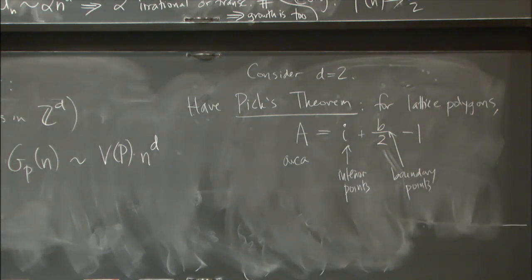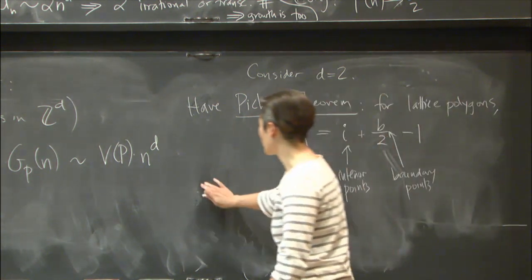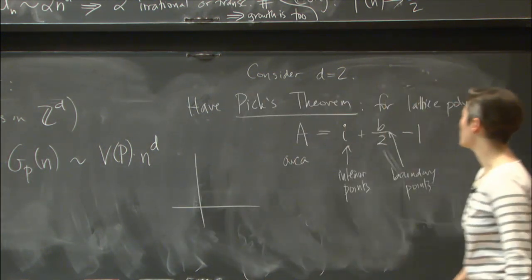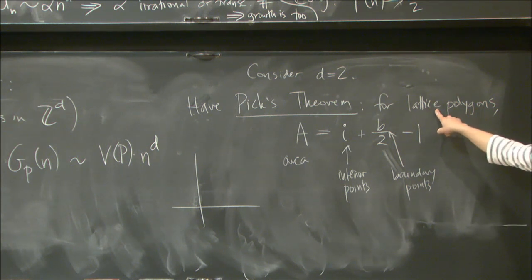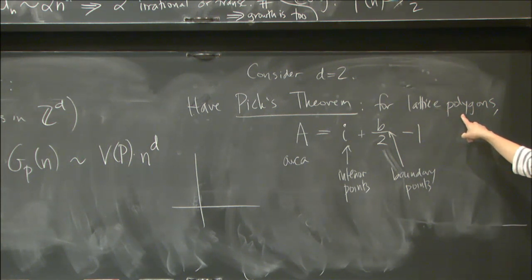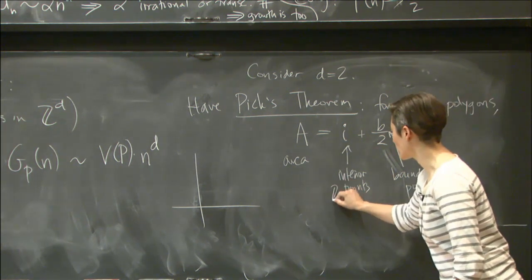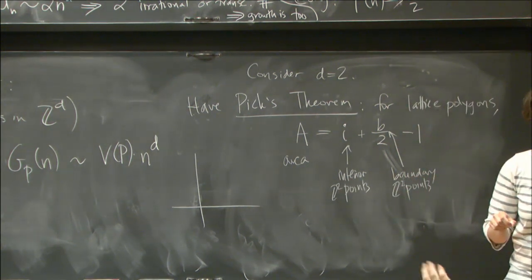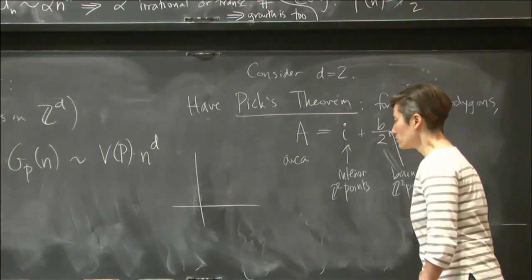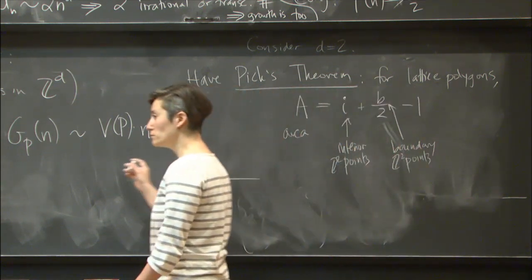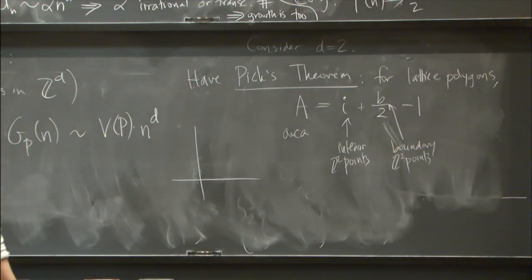Okay, you'll play around with this. It's really kind of fun and hands-on. Is that in like Z squared? Yes, but let's do an example. So this is lattice polygons, i.e. polygons with vertices in Z squared. And these points are Z squared points, lattice points. Is it convex? It doesn't have to be convex. Check that that's true.